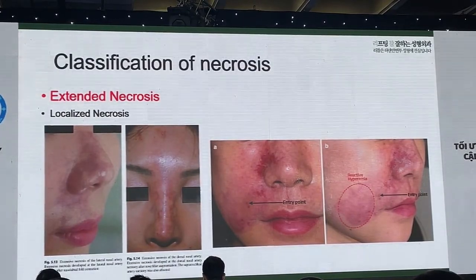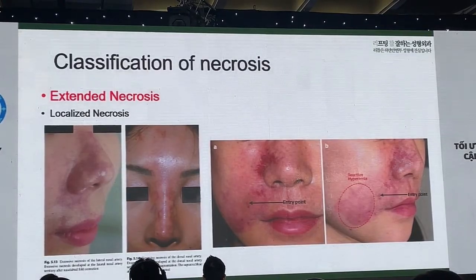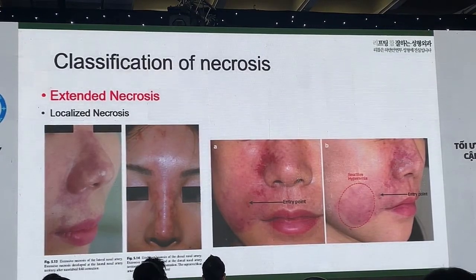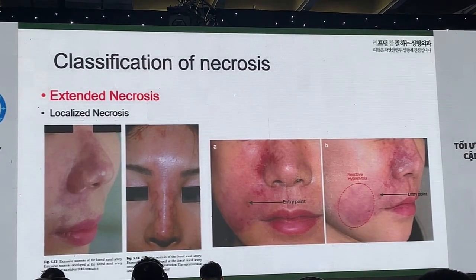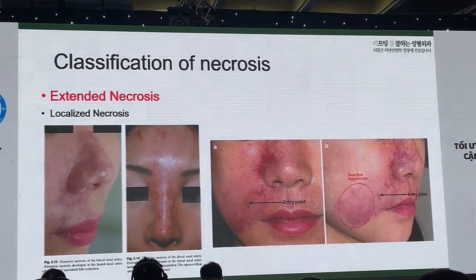Another feature of extended necrosis is reactive hyperemia. As blood flow is blocked in one area, the surrounding vessels try to compensate by increasing blood flow. This leads to redness or flushing in front of the occlusion entry point.